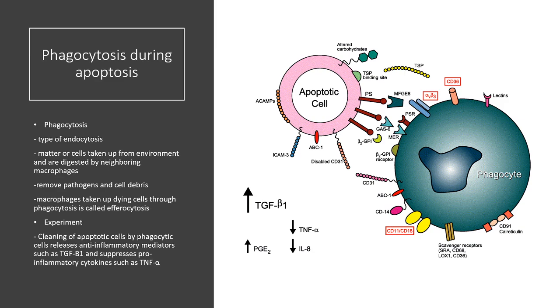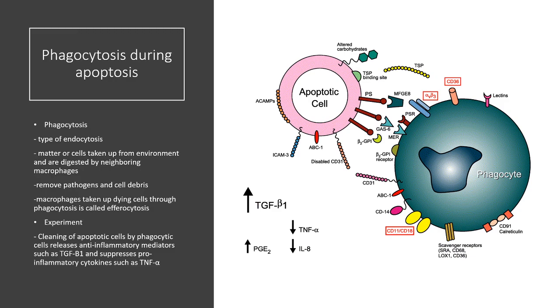In the experiment in the article that I found, they determined that the cleaning of apoptotic cells by phagocytic cells is important for protecting tissue from inflammatory and immunogenic contents of dying cells. This process releases anti-inflammatory mediators such as TGF-B1 and suppresses pro-inflammatory cytokines such as TNF-alpha. The clearance of apoptotic cells reduces the chance for tissue inflammation in the body.